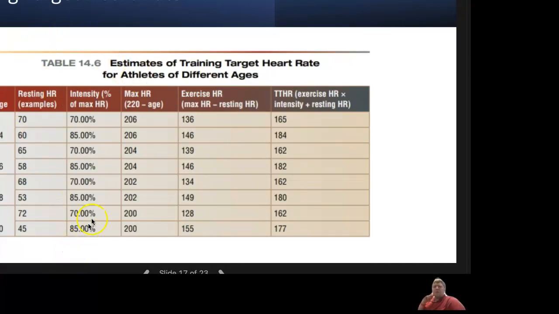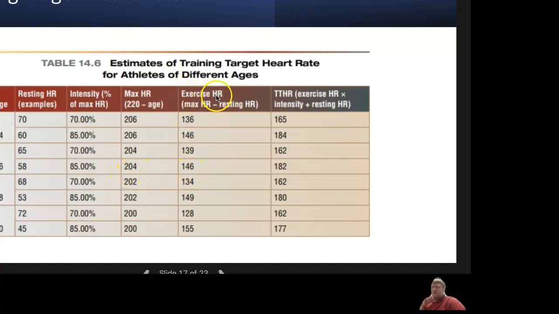Your target heart rates. So this is one you're going to need to do in your homework. And we will also do your own here at the end of class. So your age, let's just take a 16-year-old. Their intensity of max heart rate would be 85%. Their resting heart rate example would be 58. So 220 minus your age is 204.